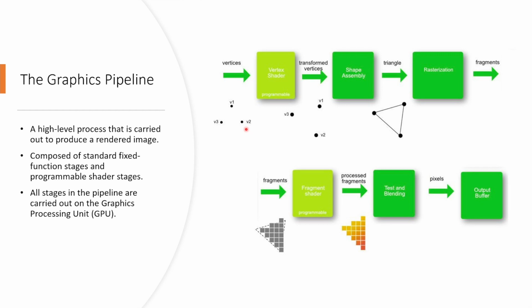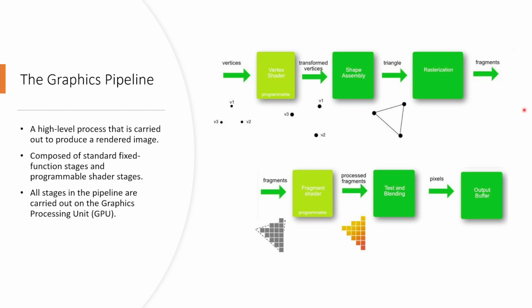It's a series of steps that are carried out to transform the input vertices and textures into the final rendered image that you see on the screen. This is a general high-level abstraction that is used throughout computer graphics, so much so that it's referred to as just the pipeline. It's composed of a series of fixed functions, which are standard hardware-defined functions that are done the same for all applications, and user programmable shaders.